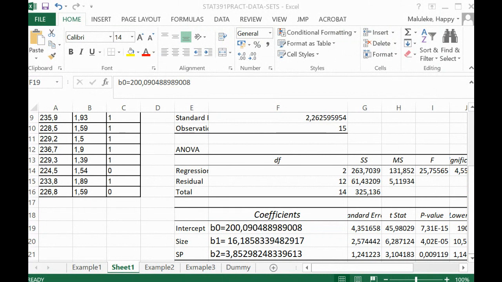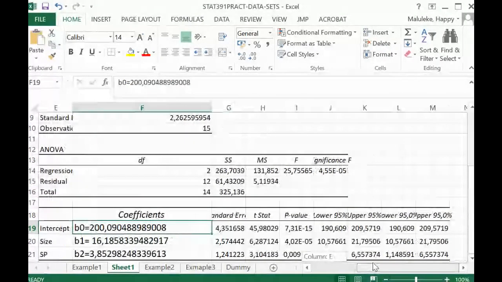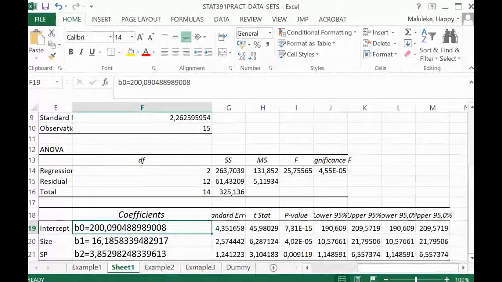Let's check these results. Why are they not fitting here? Because I want to see the results. You guys understand these things better than me.